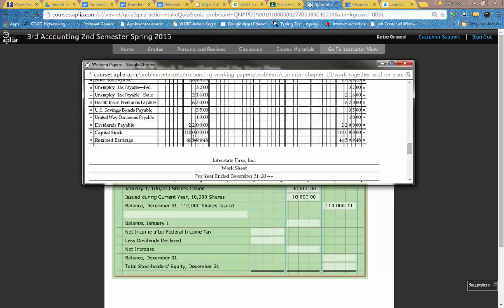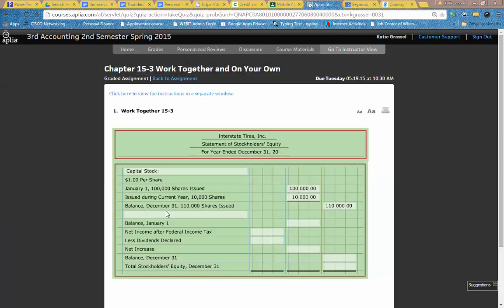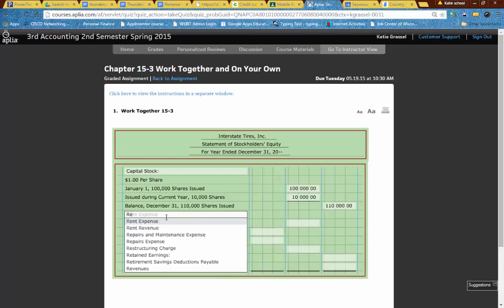You may have some businesses that do not issue any shares of stock that fiscal year. It could just be whatever they started with at the beginning of the year, and that's what they have at the end. Okay? So the next section that we're going to do is going to be our retained earnings.